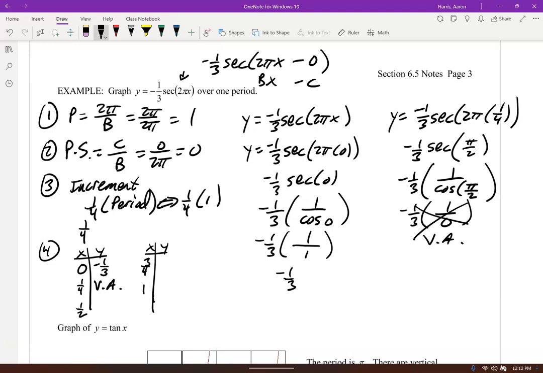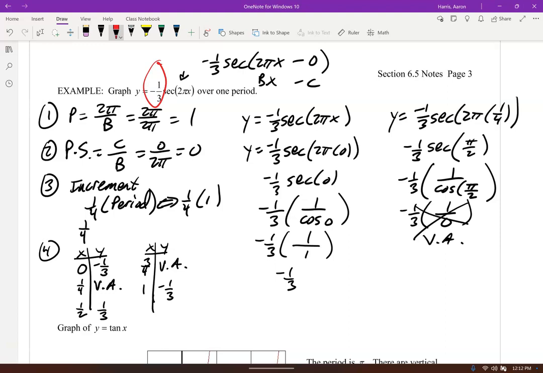And I do the same thing. I could plug in 1/2. It's going to spit out a positive 1/3. Plug in 3/4. It's going to be undefined again. I plug in 1. I get the negative 1/3. Right? So this looks like my secant function, but it's flipped over because it's negative 1/3.